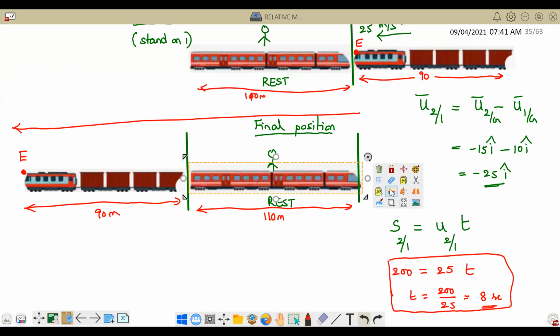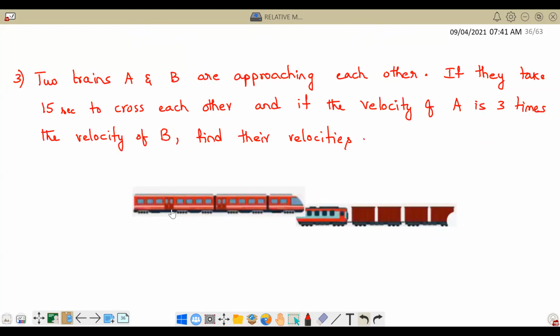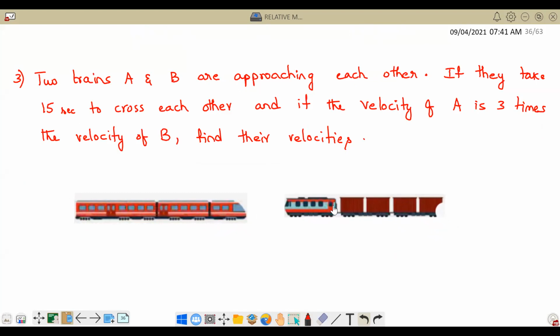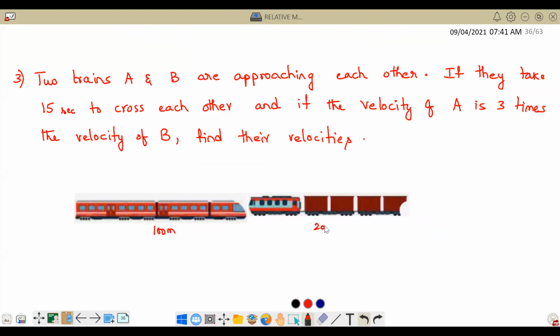The train lengths are given as 100 and 200. Now you can solve. Sir, the velocity of the first train is 15 meter per second, and the velocity of the second train is 5 meter per second. Yeah, so the velocity of A will be 15. Same answer I got. This is 100 and this is 200. So now I think you can solve it.